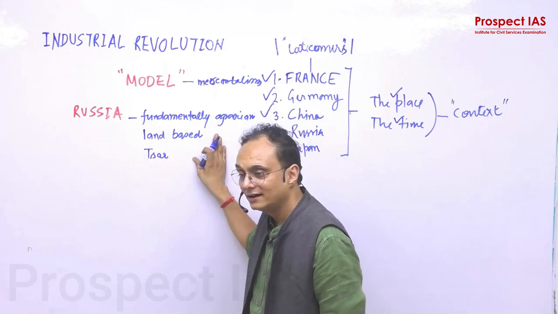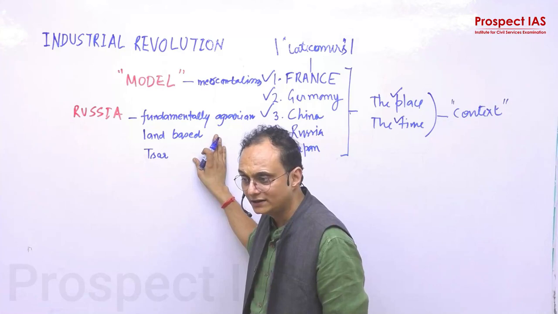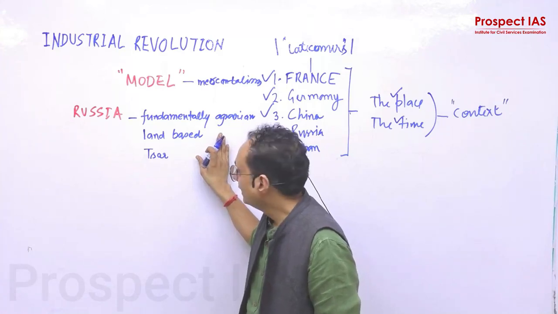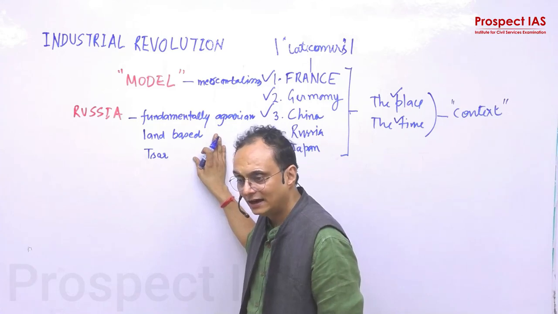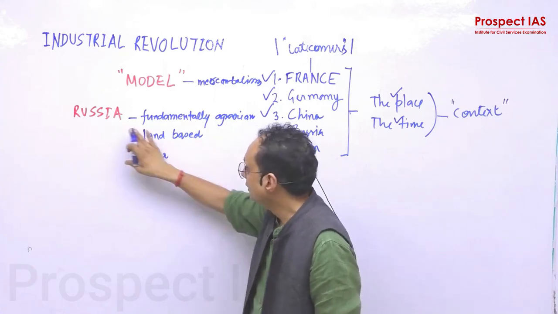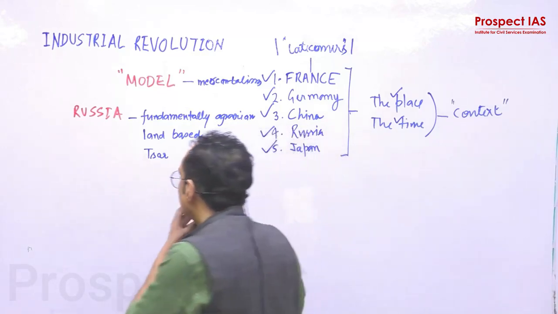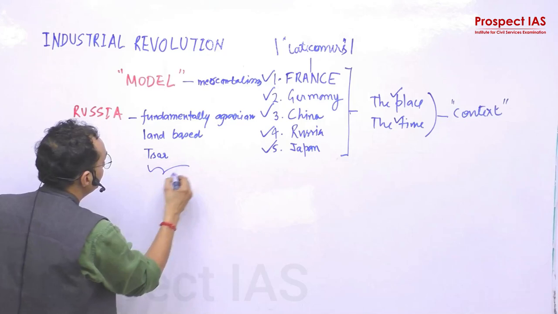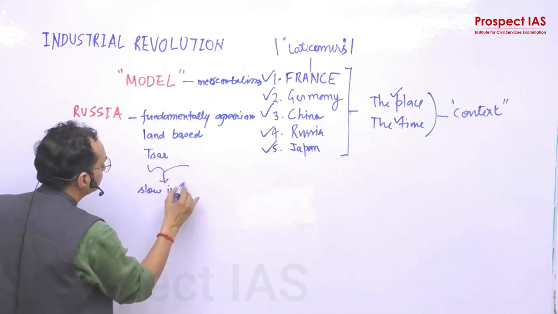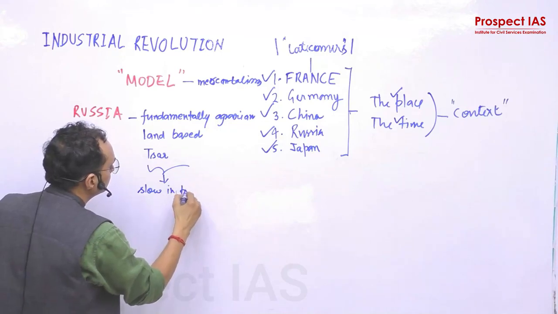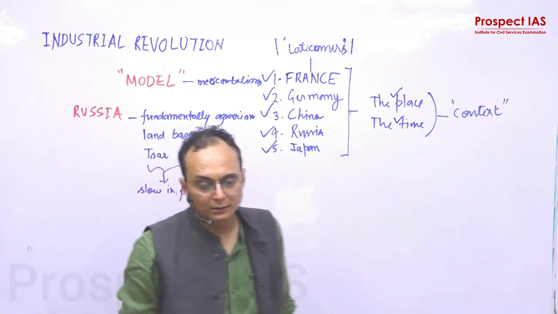On the other hand, in England, mercantilism was quite developed. Okay, here fundamentally agrarian society and land based system. So Russia was a very different country. So that's why Russia was slow in progress. Russia was quite slow in progress.